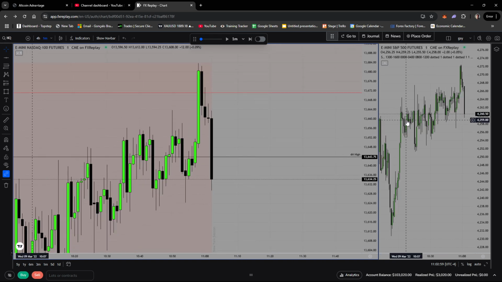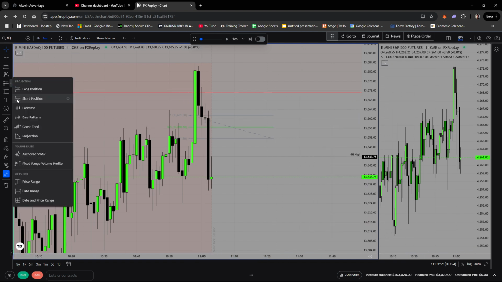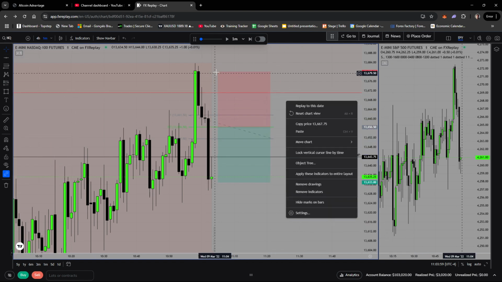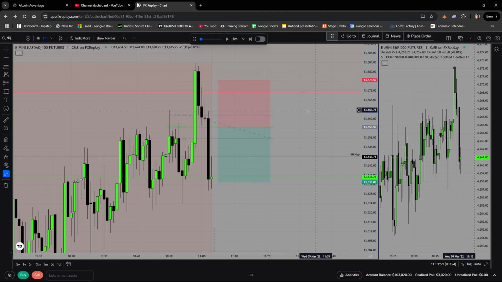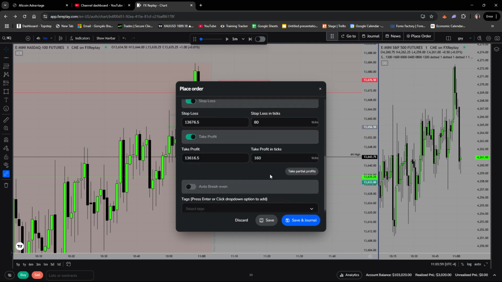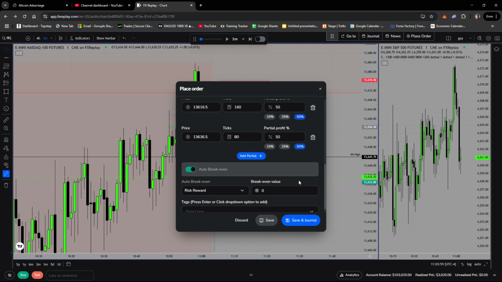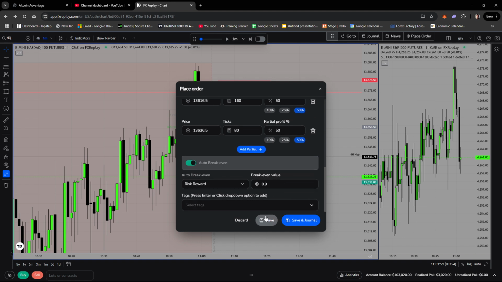Okay. We're not going to take it just because of that. What I am going to do is place my entry on the CE of the inversion because we have a BPR. Place order, we want to sell, limit, stop loss 80. So because we're trading the reversal, we have to take partials at the 0.8, auto break even, 0.9.